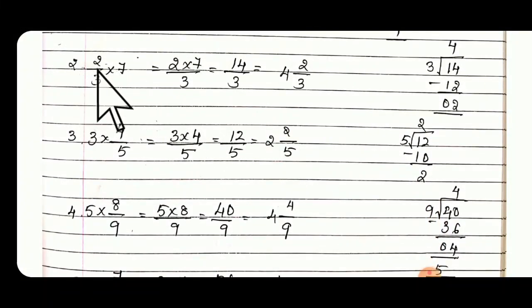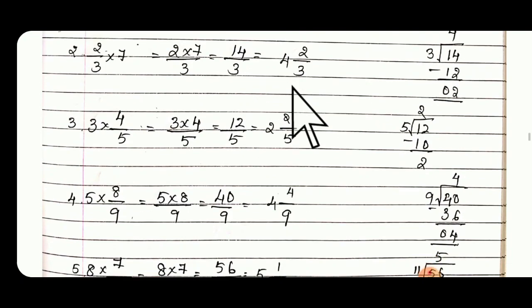Question number 2. 2 by 3 into 7. So write down 2 into 7 by 3. 2 sevens are 14, 14 by 3. Convert into mixed fraction by dividing.